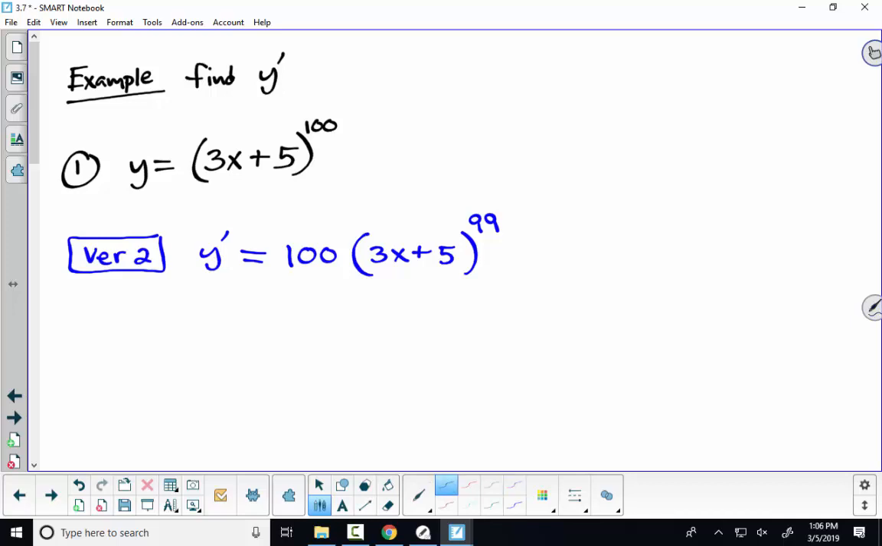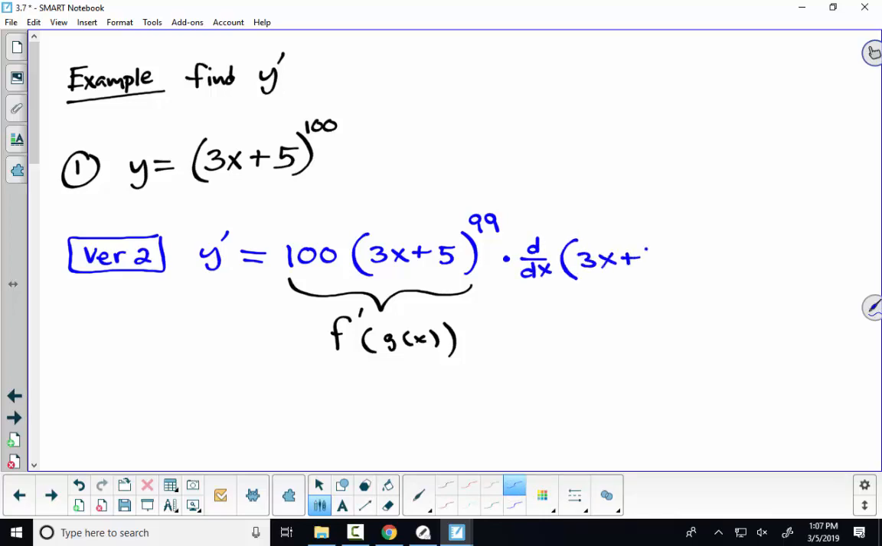So with respect to the generic formula, this is f prime of g of x. Was everybody able to see that? Just the derivative of the outside, inside's left alone, and then we have to multiply that by the derivative of the inside function. So the derivative of 3x plus 5.